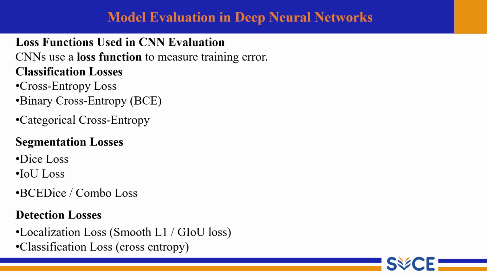And next one is detection losses, in which we will find the localization loss and classification loss. So localization loss measures bounding box regression error. Example, smooth L1 loss, IoU loss. Classification loss predicts the correct object class, for example cross entropy.